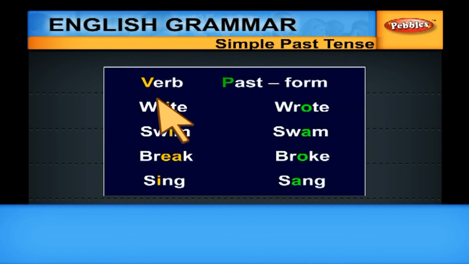Verb write, past form wrote. Verb swim, past form swam. Verb break, past form broke. Verb sing, past form sang. Now, these are the verbs which change the tense by a change of its vowel.